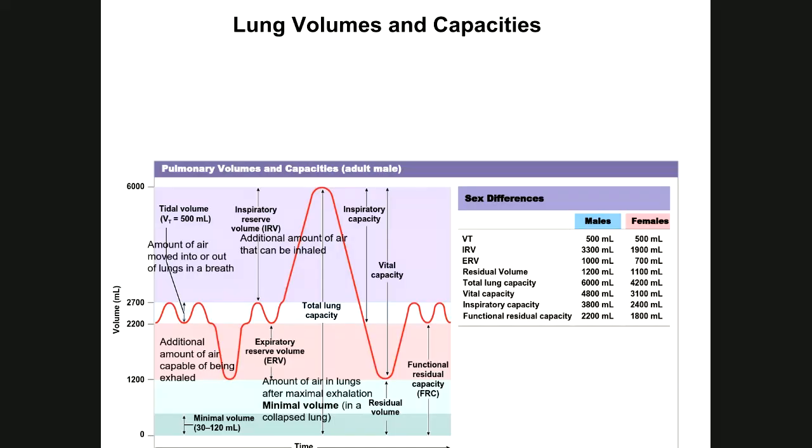I like to see this in a picture. So this is the tidal volume. This is the amount of air moved into and out of the lung in one breath, right?